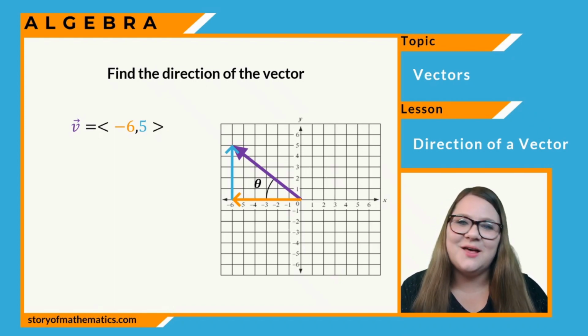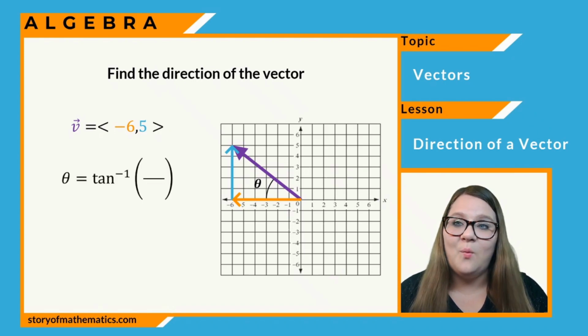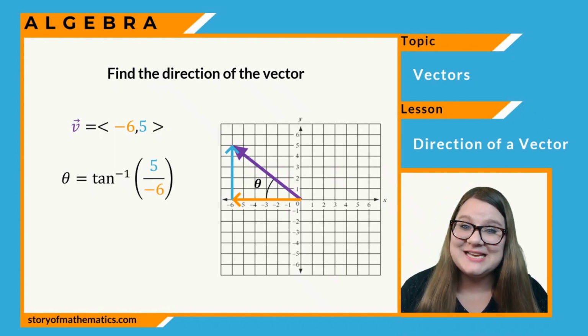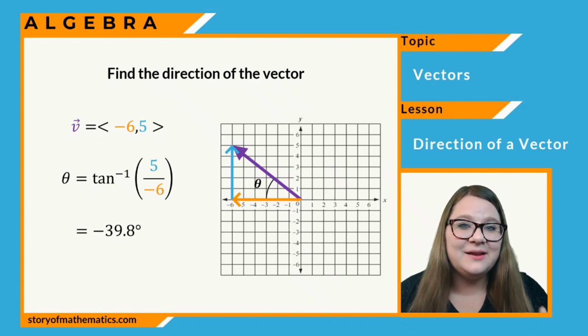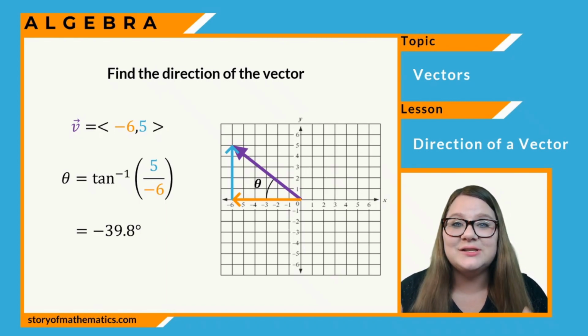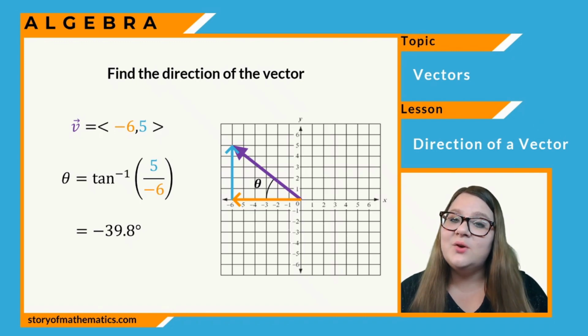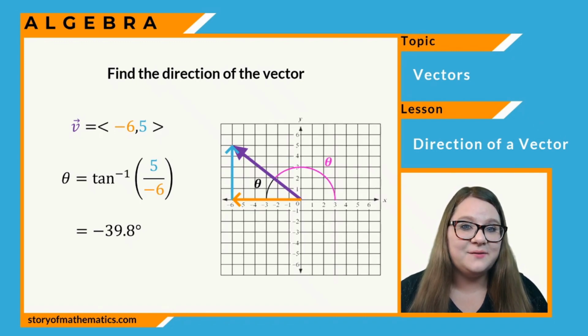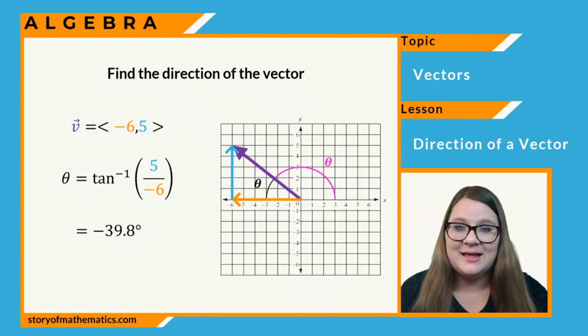And I'm going to be able to use that formula that we've talked about before. Theta is inverse tangent of y over x, where y in this case is 5 and x is negative 6. Now when I plug this into my calculator, I'm going to get negative 39.8 degrees. Now realize that that is not actually my final answer though, because the goal is to find the angle with the positive x-axis. Notice here how I've highlighted in pink the theta here. So this is the final answer I'm looking for.